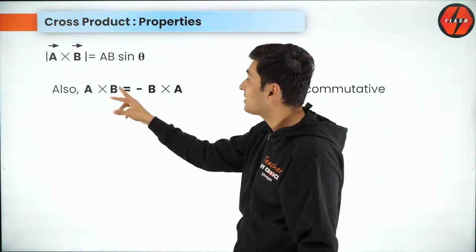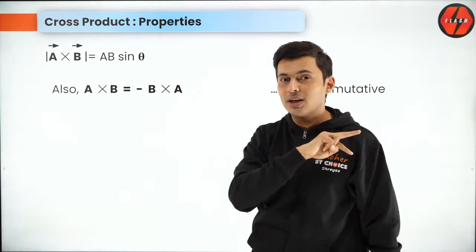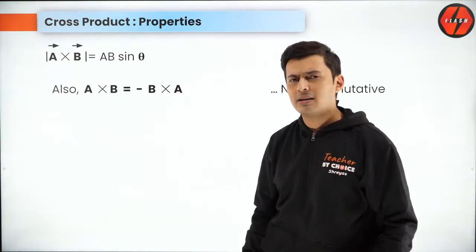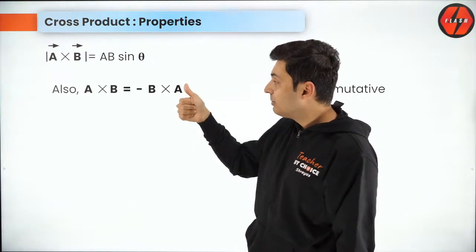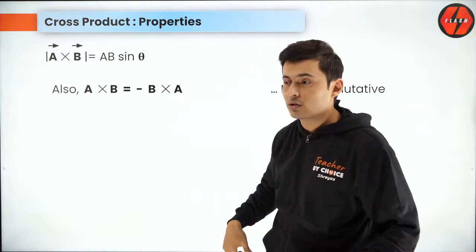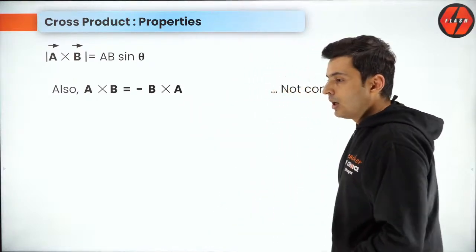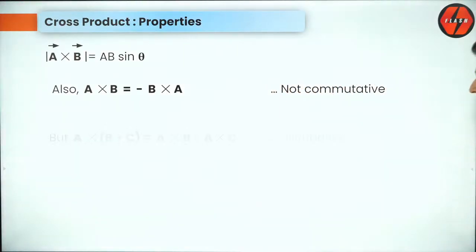Remember, dot product was commutative. A dot B was B dot A. Therefore, direction didn't even matter. It was a scalar product. This is a vector. So A cross B will be here. So B cross A will be down. So be careful about it. All right. Next.